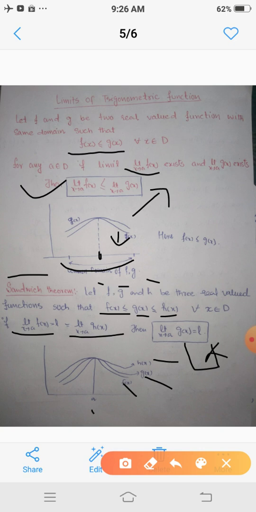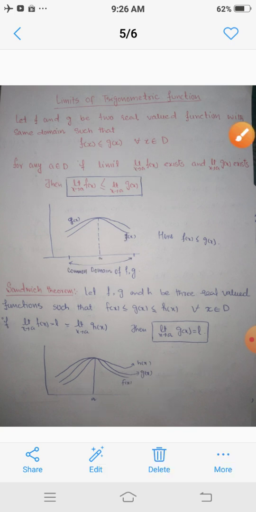Now if we consider point a in the domain, it is given that the limits at x equals a of f as well as h are the same, so definitely the limit of g of x at x equals a should be equal to L. So this theorem is called the sandwich theorem.